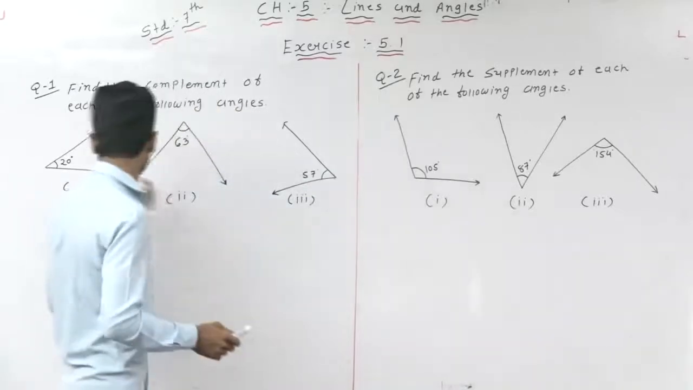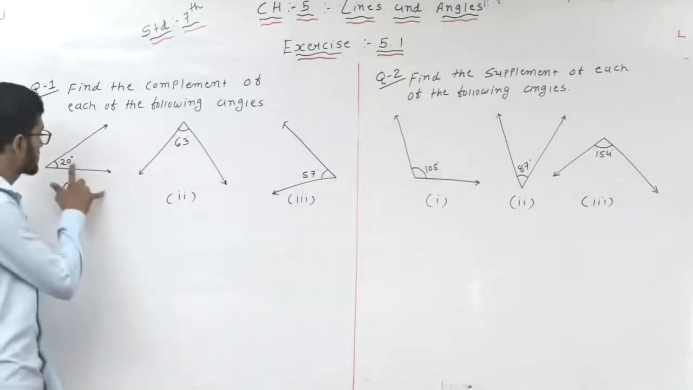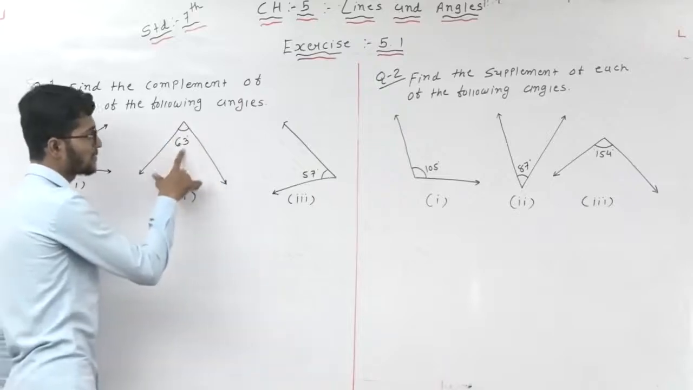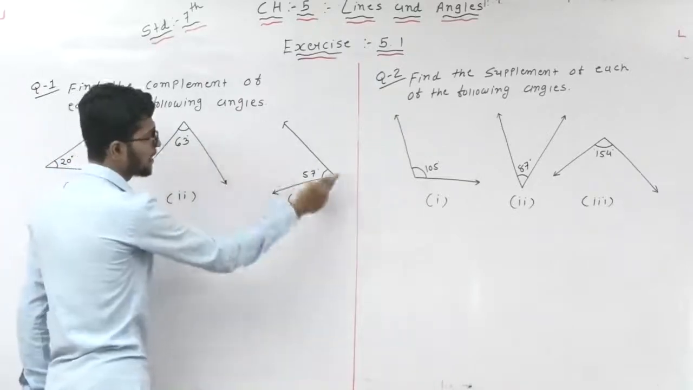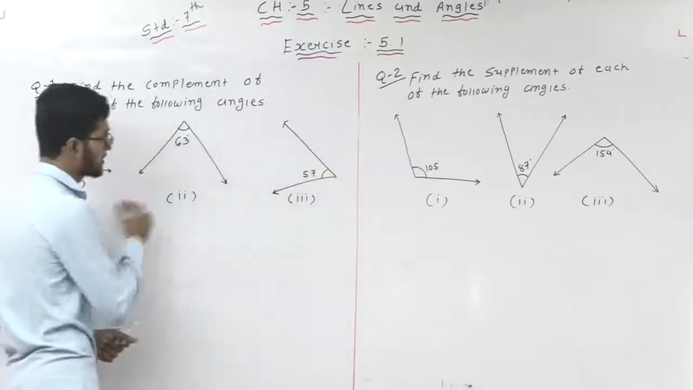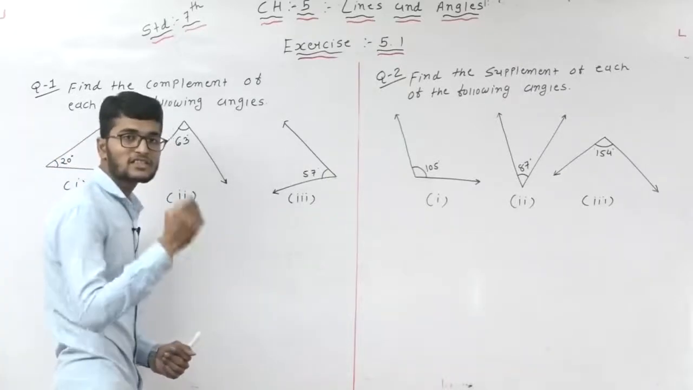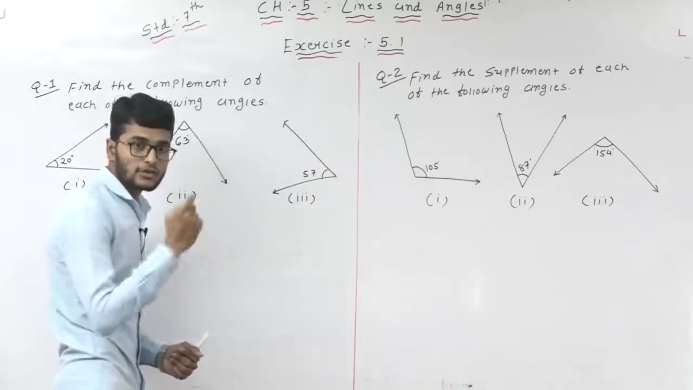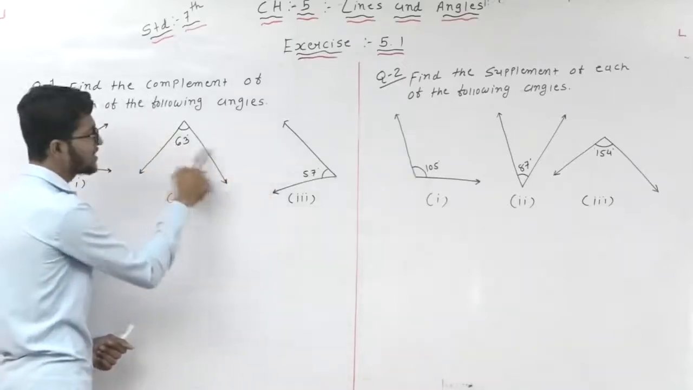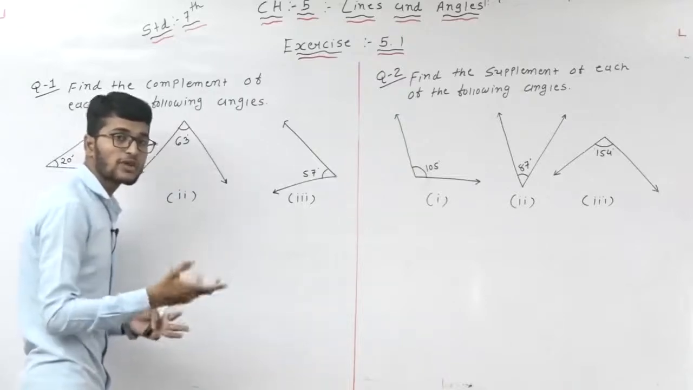So dear students, here in the first one an angle is given, and this angle's measurement is equal to 20. The second angle's measurement is equal to 63, and the third angle's measurement is equal to 57. Now find the complementary angle of these 3 angles. We all know that 2 complementary angles add up to 90 degrees. One angle is given. Now find the second angle. Then how to find the second angle?